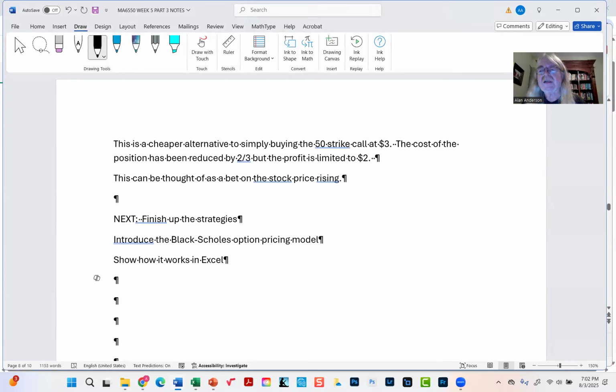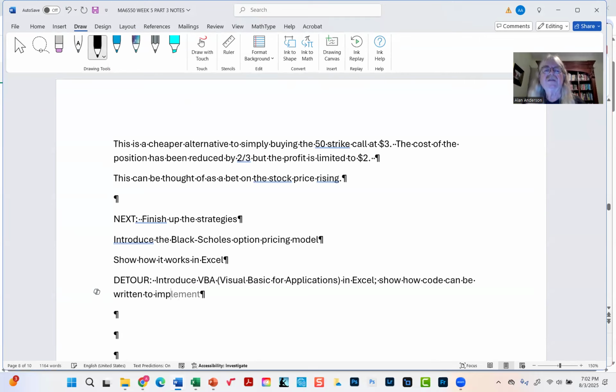And then what we're going to actually do is take a bit of a detour, introduce VBA, which is the Visual Basic for Applications language that is built into Excel, and see how code can be written to implement the Black-Scholes. And once that's done, then we can actually have a couple of assignments, which I've been waiting for, where you will be able to take some other option, let's say, and write code for it based on what we're going to do.